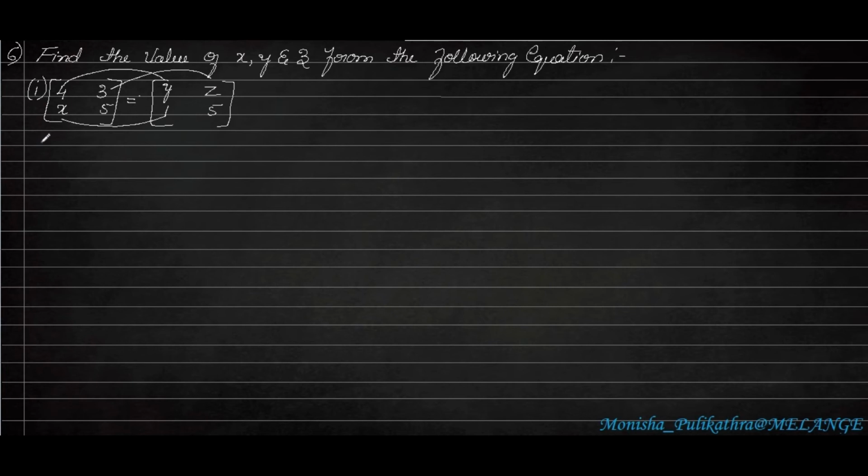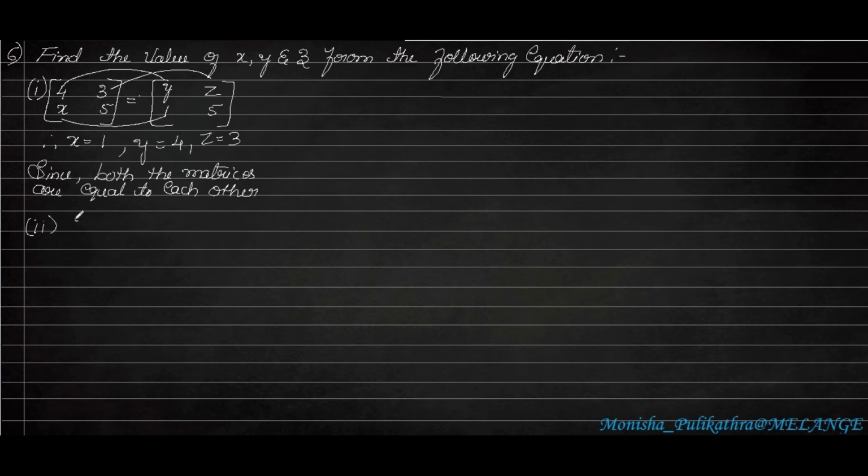Here in this first question we can directly derive it. That is, x is equal to 1, y is equal to 4 and z is equal to 3, since both the matrices are equal to each other. This is the first question, whereas there are second and third sub questions here.